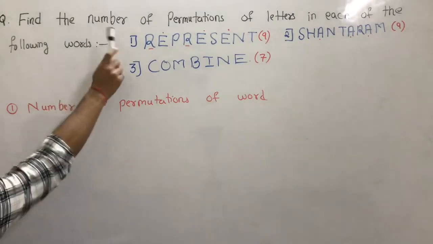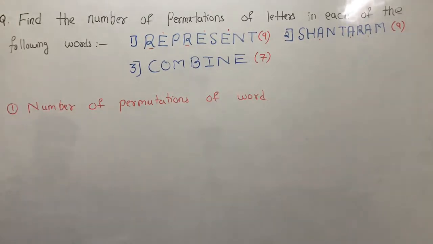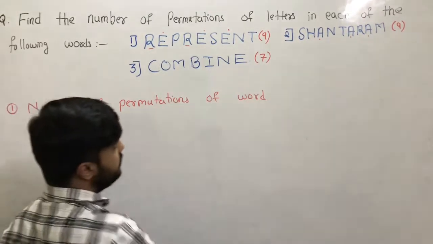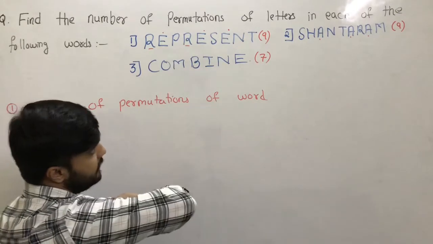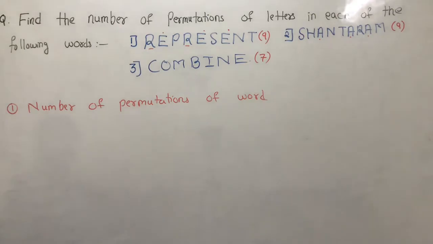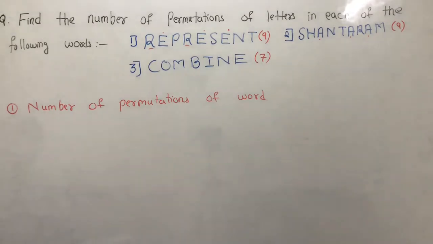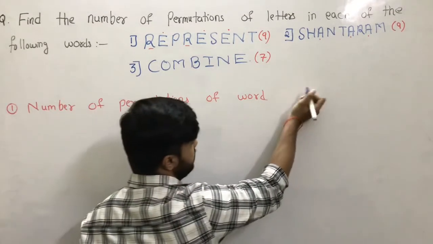Find the number of permutations of letters in each of the following words. They have given us 3 words. First is represent, second is Shantaram, and third is combine. So we have to find the number of permutations of each of these words.